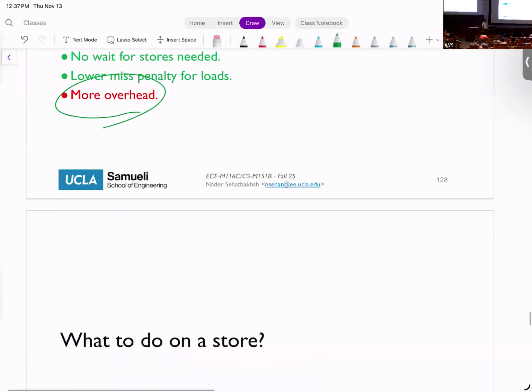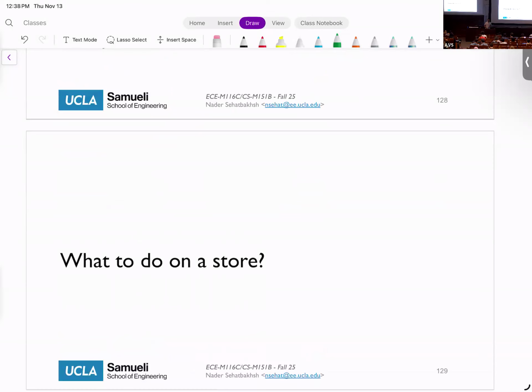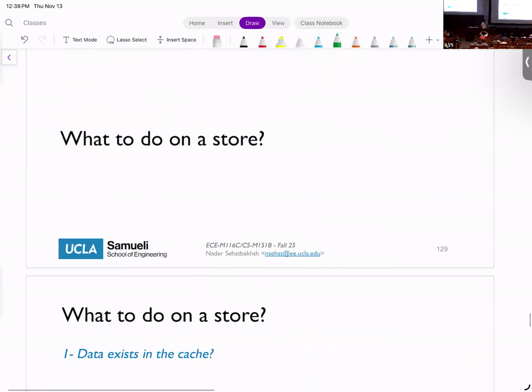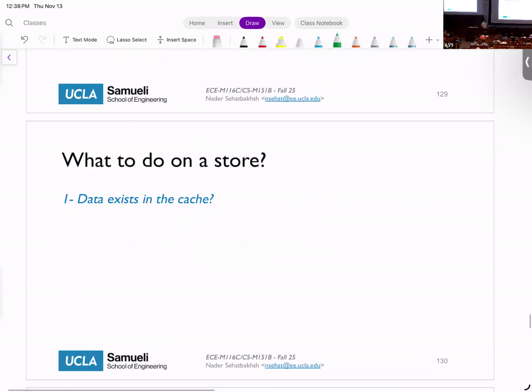That also brings the question of what we should generally do on a store. What happens to the cache when we have a store? Let's assume that we have a write buffer. There are two possibilities. Let's say I want to store to a particular address X, and let's say I have only a level 1 cache. Either the data is already inside that level of cache, or the data is not inside that cache, okay?